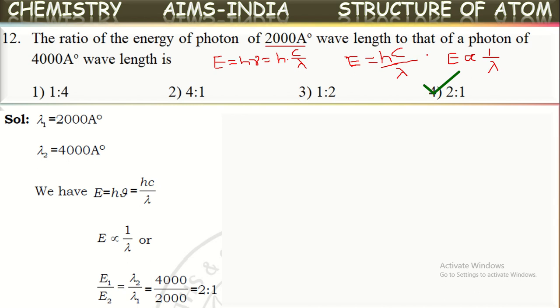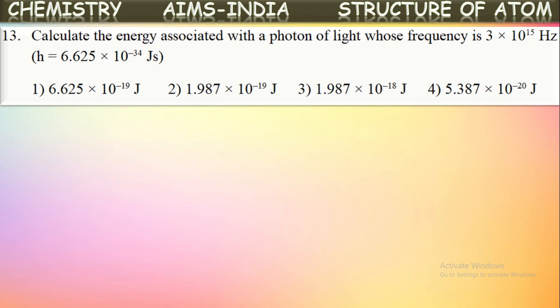Directly we can take the ratio of their energies in terms of wavelengths. So it becomes easy here. Okay. Next, calculate the energy associated with the photon of light whose frequency is this. So frequency is given and asked to calculate energy. Already have done some problems like this. What is the relation? E is equal to h nu. So if you substitute the value of frequency, we can find the answer.